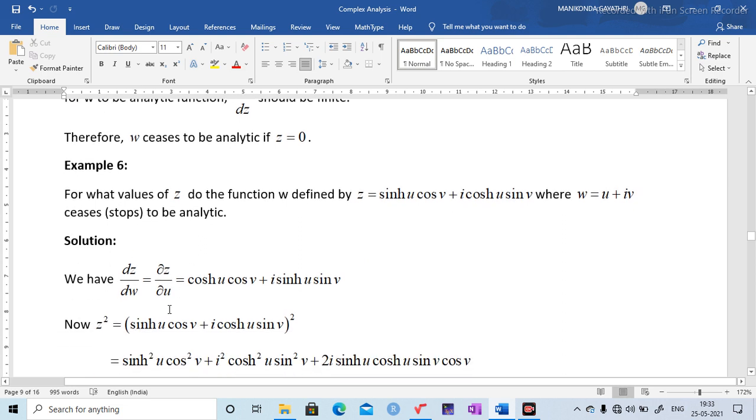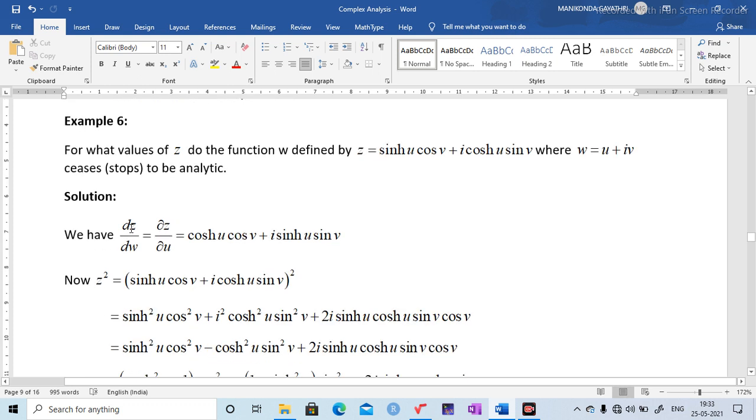Next question also, you can change in the study material. Observe, for what values of z does the function w, defined by z equal to this, where w equal to u plus iv, cease to be analytic. Here also we need dz by dw. So dz by dw equal to dou z by dou u. Here I am doing partial differentiation with respect to u. Cos v is constant, sin hu becomes cos hu, i as it is. Here, with respect to u, sin v is constant, and cos hu becomes sin hu.